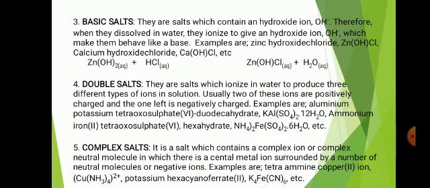Another example of a complex salt is potassium hexacyanoferrate(II). Potassium hexacyanoferrate(II).